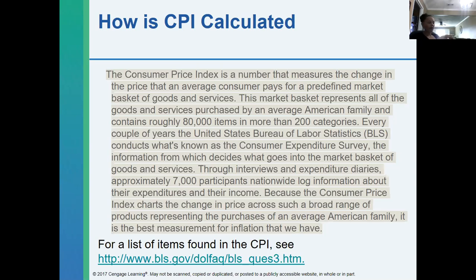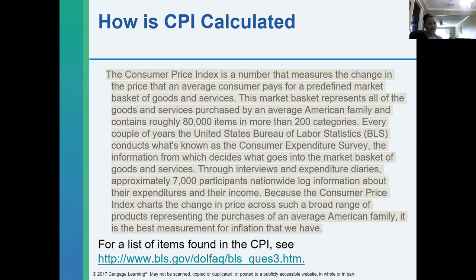So the Bureau of Labor Statistics gets this data from these 7,000 participants, and then they look at how it changes over time. So that's how CPI is calculated, the Consumer Price Index, which measures inflation. You do not need to write that down. If you've taken econ, you probably already know that. And if you're going to take econ soon, you're going to learn this. You need to know that CPI measures inflation.